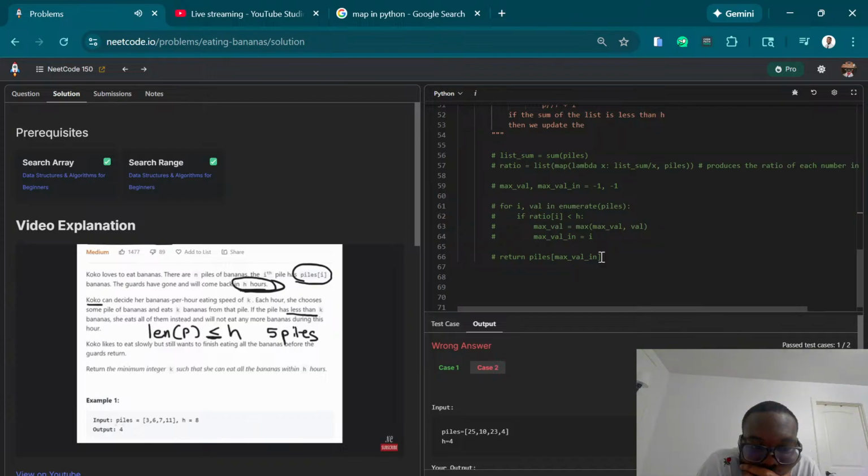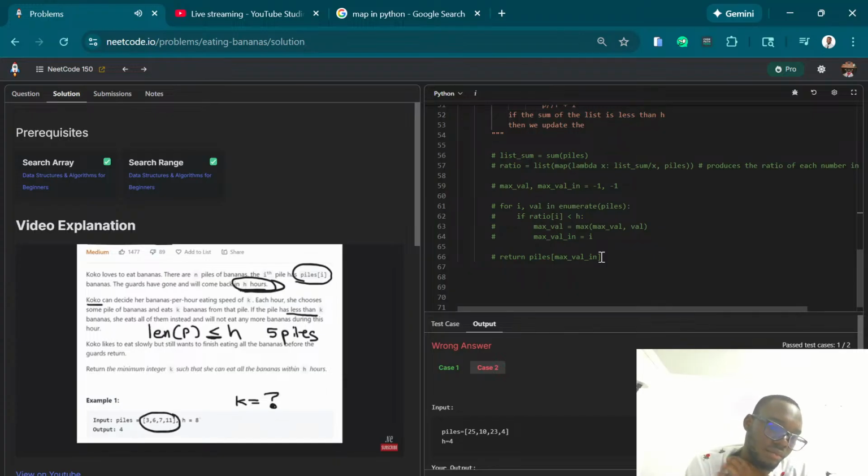So let's take a look at this example. They give us an input array of 4 piles, and they give us 8 hours to eat all 4 of those piles. What's the minimum k, the minimum eating speed that Coco could use to eat all of these piles in at most 8 hours? So we have to eat all the piles in 8 hours or less.